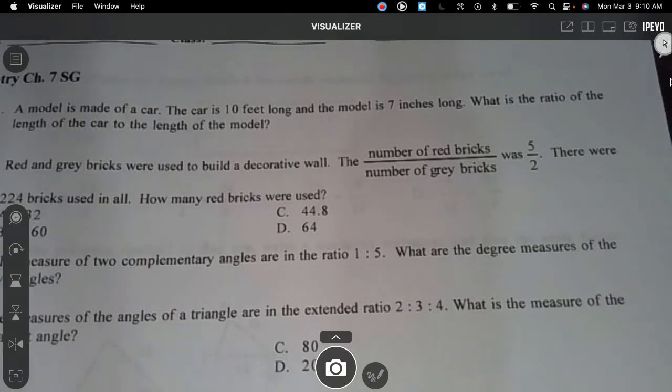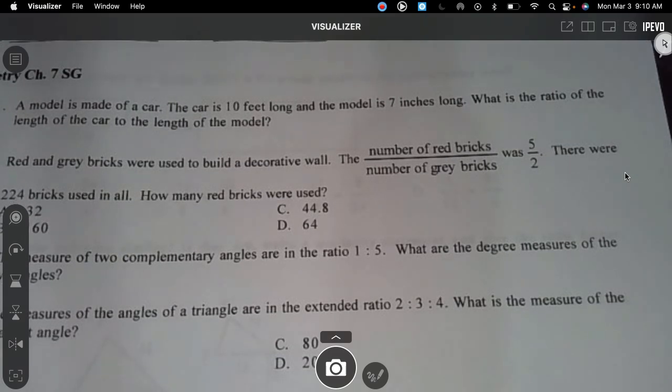Oh. This one says, all right, you have a model car, and the real car is 10 feet long. The model car is 7 inches. First of all, what's the difference there in our measurements? We have feet and inches. So let's just change them both to inches, and then we're good to go.